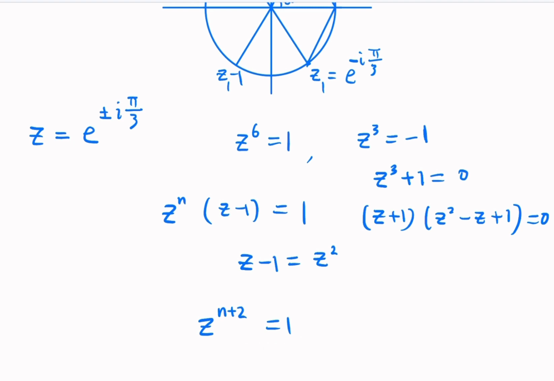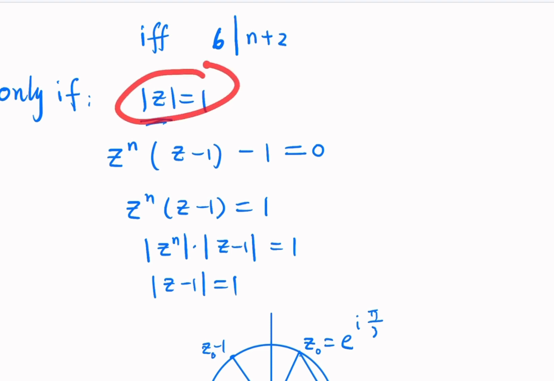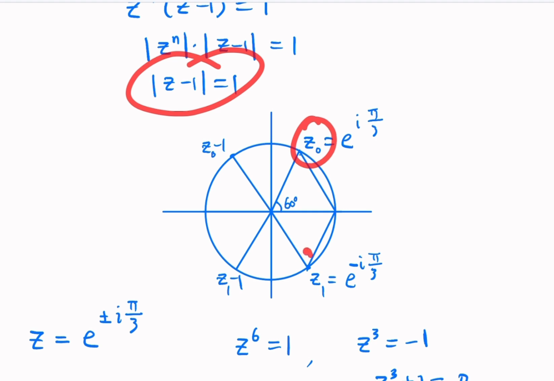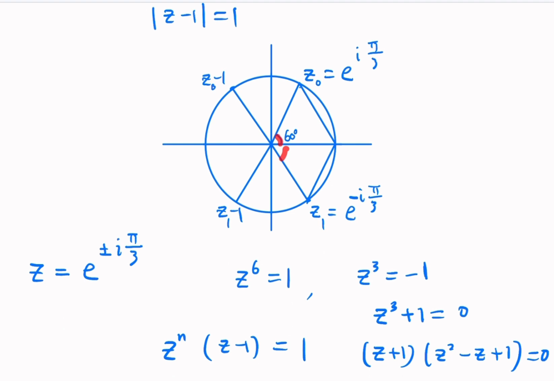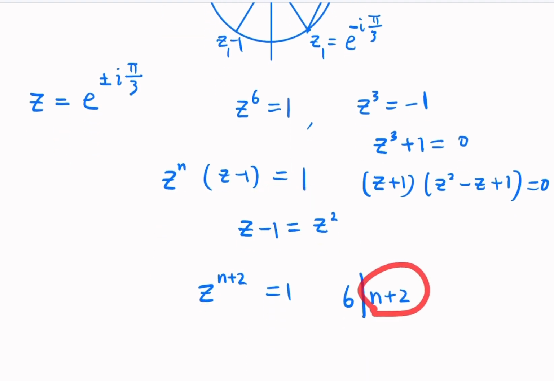So we know z is a root of unity here. Which means n plus 2 must be a multiple of 6. So we have the proof, right? From the property that the modulus equals 1, z minus 1 must also have modulus 1, we conclude that z must be either this positive 60 degree or negative 60 degree here, right? This is the roots of unity. We also conclude that z to the n plus 2 must equal 1, that is, n plus 2 is a multiple of 6.